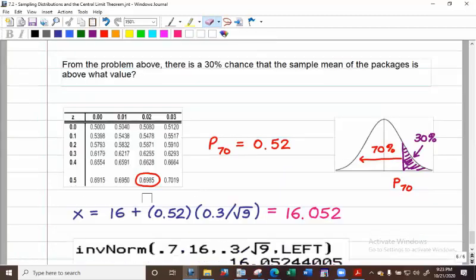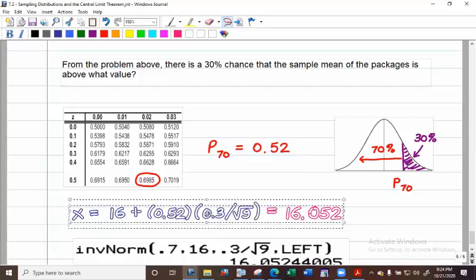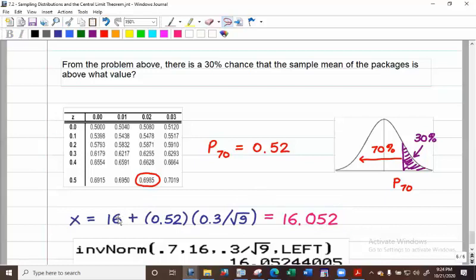And if you're using the chart, 0.7 is between 6985 and 7019, but it's closer to 6985. So that means I would go with a z-value of 0.52 here. And that's what I'll use for the formula. If you're using the formula, x equals mu plus z times sigma, no problem. So 16 is the mean, 0.52 is the z that we found.